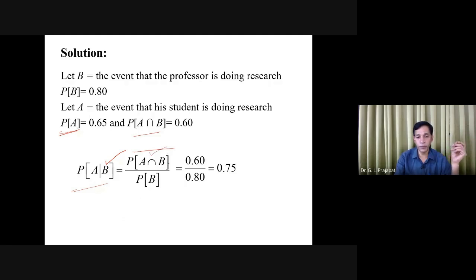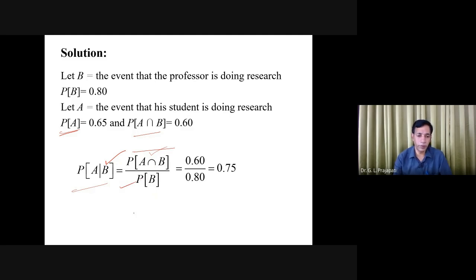If you are given the number of elements in the intersection and the total number of elements in B, then you can simply use the probability concept of cardinality: see how many elements are here and how many elements are here, and just divide. If you are given the probability for the intersection, then it becomes very simple. So this is the case.